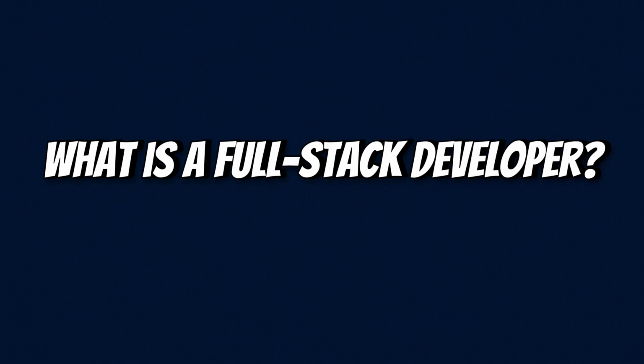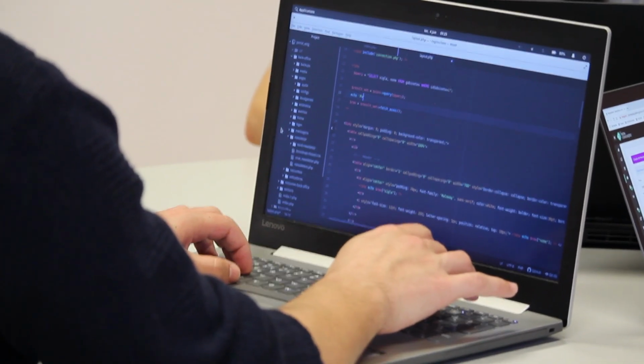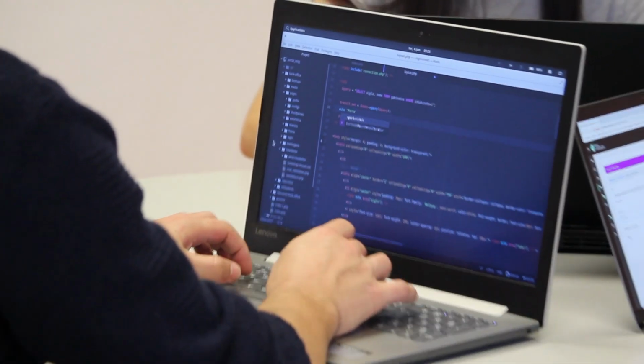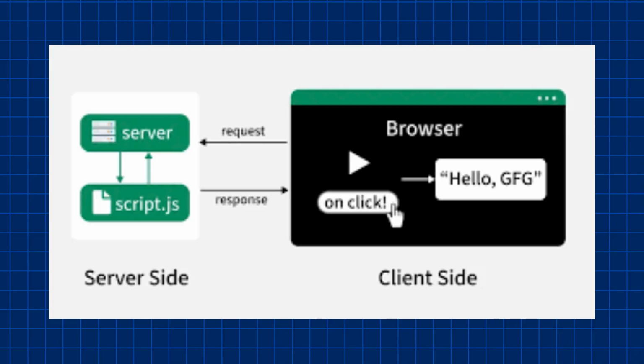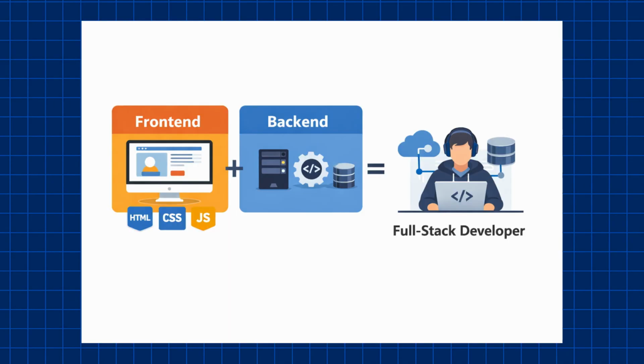What is a full-stack developer? A full-stack developer is a professional who can handle both the front-end, client-side, and back-end, server-side, of a web application. This means they can design the user interface that people interact with in their browser, and also build the server, application logic, and database that power the website from behind the scenes.